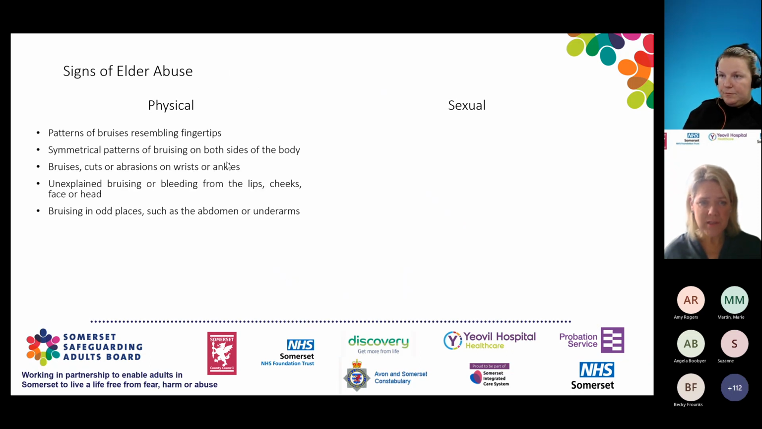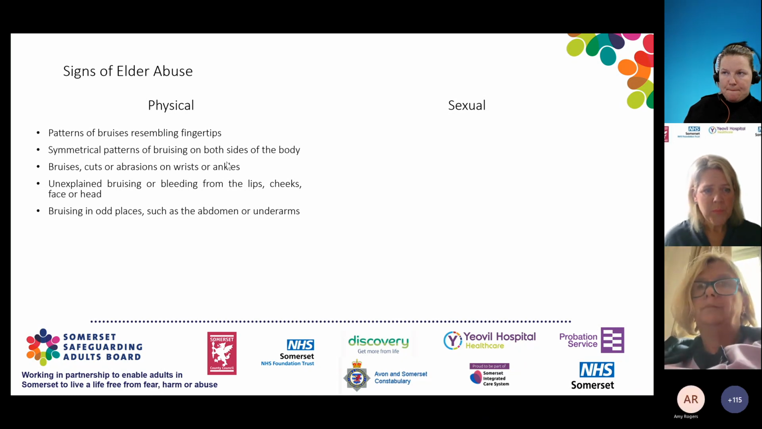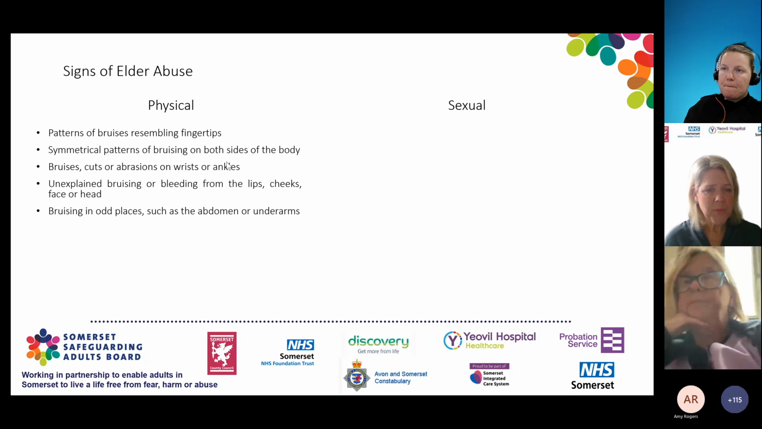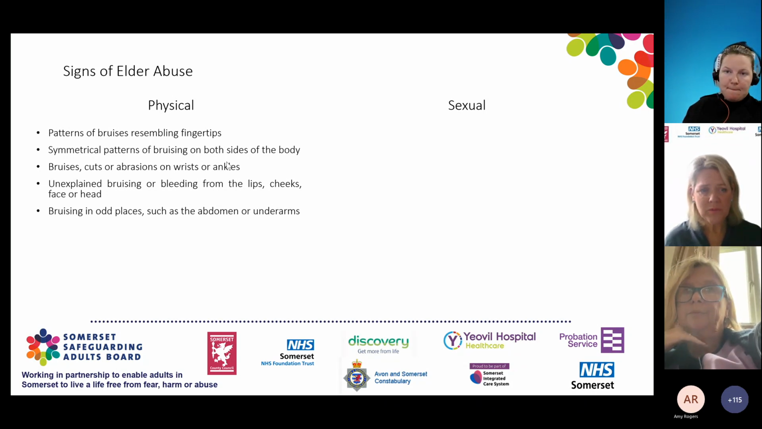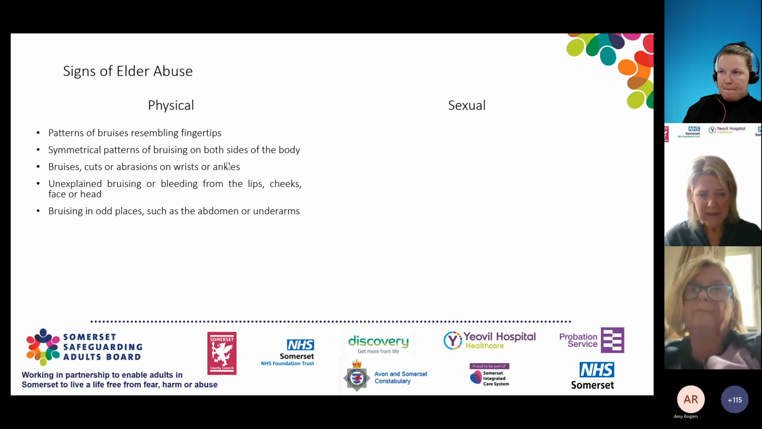For the signs of elder abuse: patterns of bruising resembling fingertips, symmetrical patterns of bruising on both sides of the body, bruises, cuts, or abrasions on wrists or ankles, unexplained bruising or bleeding from the lips, cheeks, face, or head, and bruising in odd places, such as the abdomen or underarms.